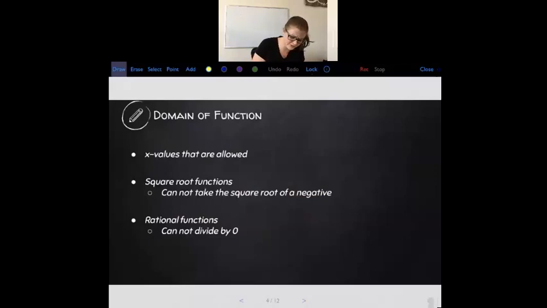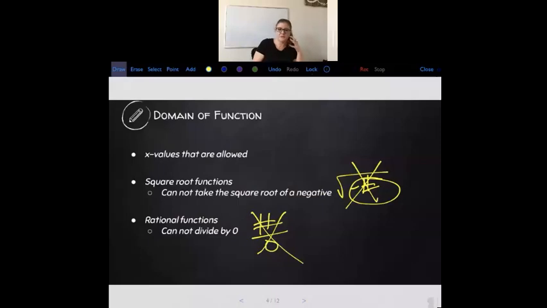With square root functions, remember, you can't take the square root of a negative number. So whatever values for x that we plug into a square root function, we have to make sure that we keep whatever's under the radical positive. For rational functions, we're not allowed to divide by 0. So when we're finding excluded values, we're finding out what values would make the denominator 0, and those are not allowed to be in the domain because we can't get a valid output.